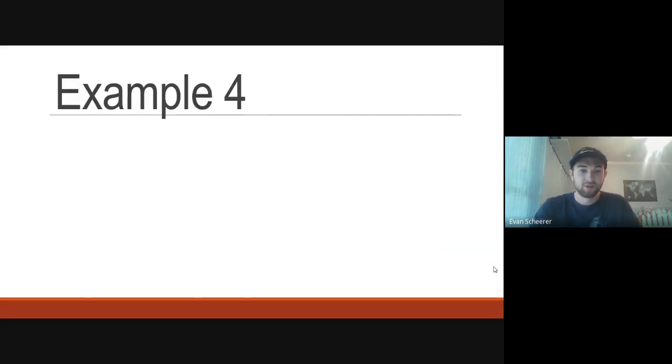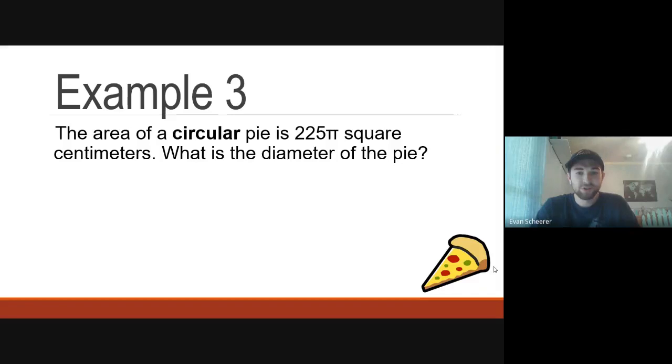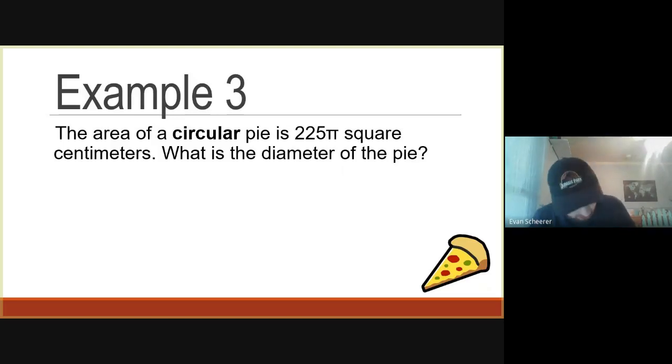All right, moving way too ahead. The area of a circular pie is 225 pi square centimeters. What is the diameter of the pie? So when we do this, first we need to find the area of a circle, right? What is the formula for the area of a circle? So first, let me go ahead and draw a circle, and then we'll write the formula, and then we can go ahead and do this. So I'm going to draw a circle, right? So how do you find the area of that?